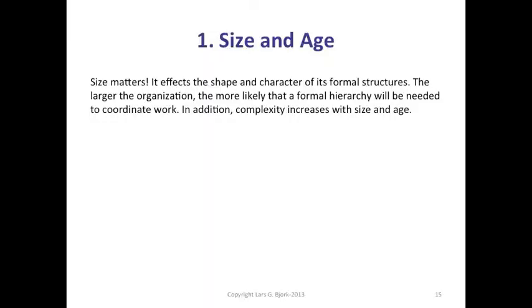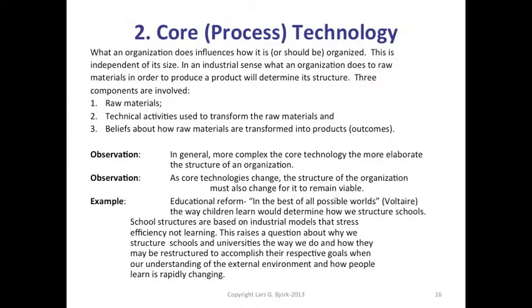Size and age. Size matters. It affects the shape and character of its formal structures. The larger the organization, the more likely that a formal hierarchy will be needed to coordinate work. In addition, complexity increases with size and age. Core technology. What an organization does influences how it is organized or how it should be organized. This is independent of size.